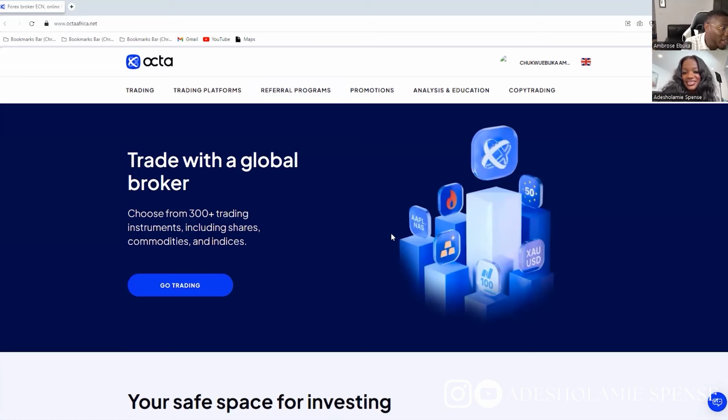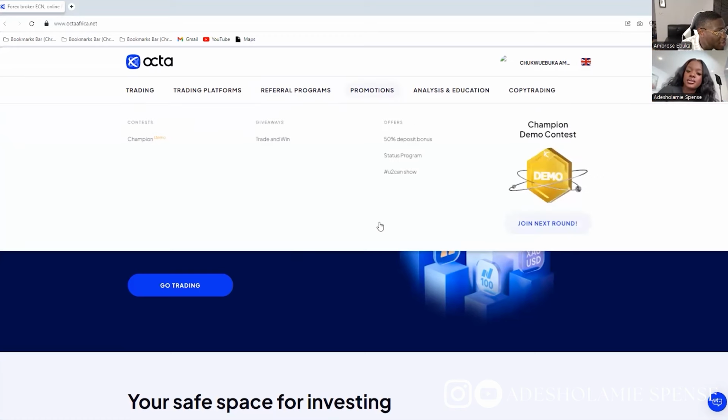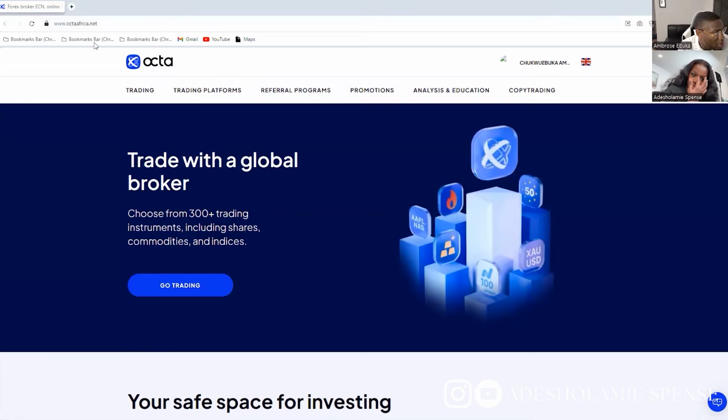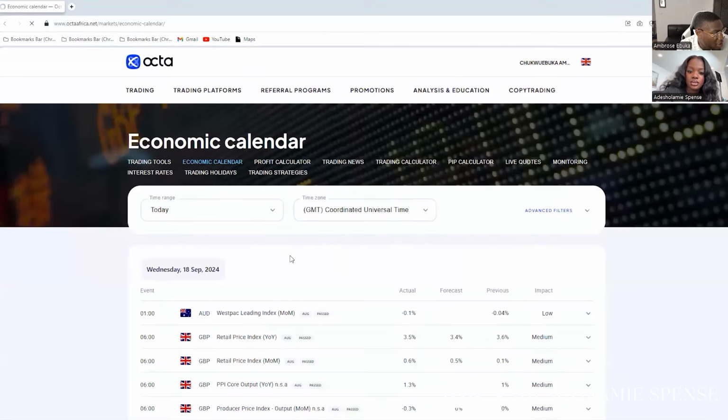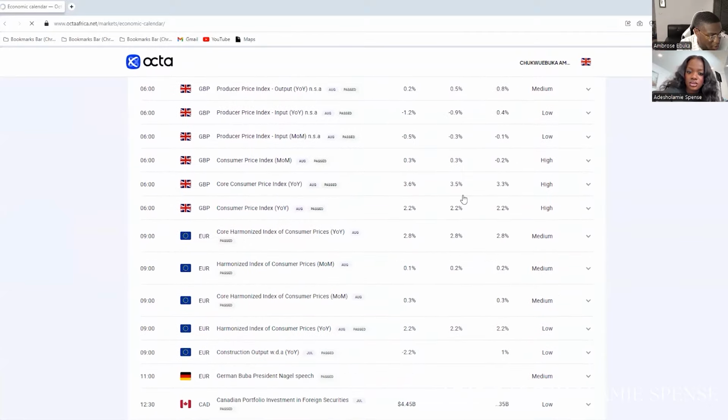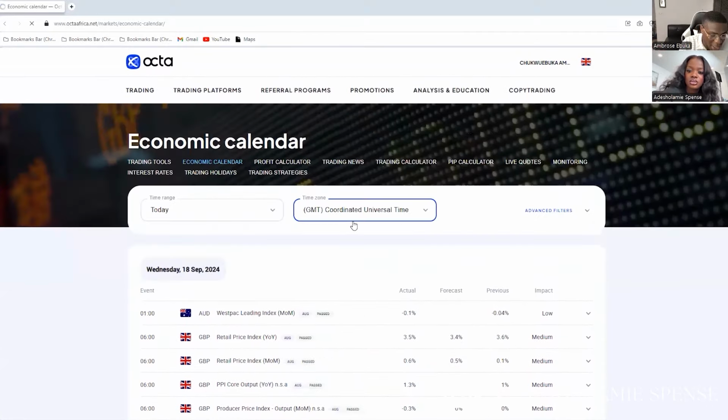All right, let's talk about the economic calendar. To access it, all you have to do is go to Octa's website, octaafrica.net, then come down to analysis and education, then analytics, and then economic calendar. If you're using the calendar for the first time, it might look a bit confusing with a lot of numbers, but Octa has made it very simple for you to understand.